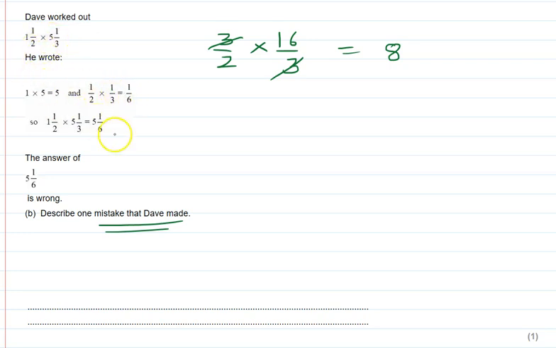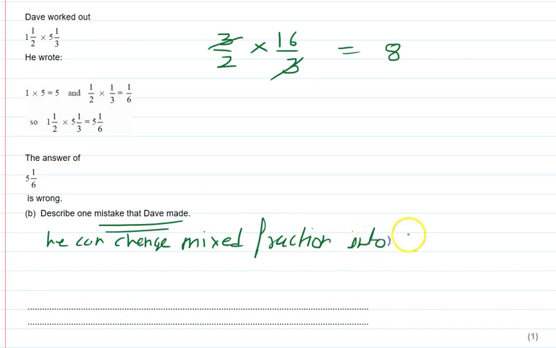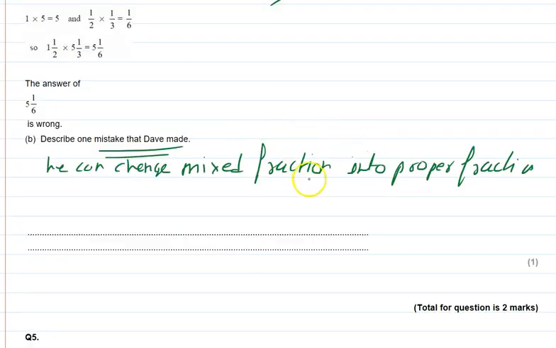So he can change the mixed fraction into an improper fraction. Yeah, so he should have written 2 times 1 is 2, and 3 over 2. Okay, so here it is an improper fraction. Yeah, improper fraction, right? So this is the mistake he made.